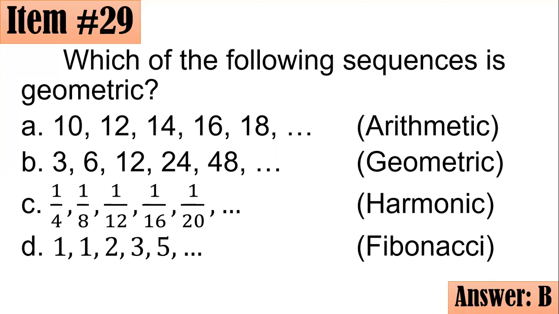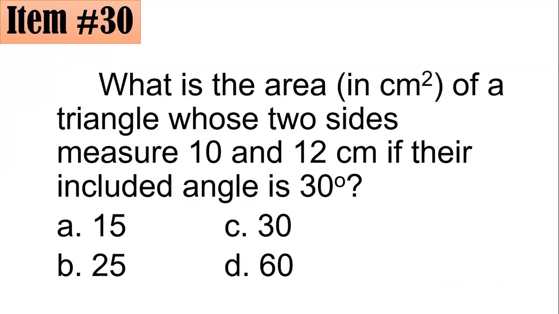Number 30. So let's have this one now. What is the area in centimeters squared of a triangle whose two sides measure 10 and 12 cm if their included angle is 30 degrees? Is it 15, 25, 30, or 60?